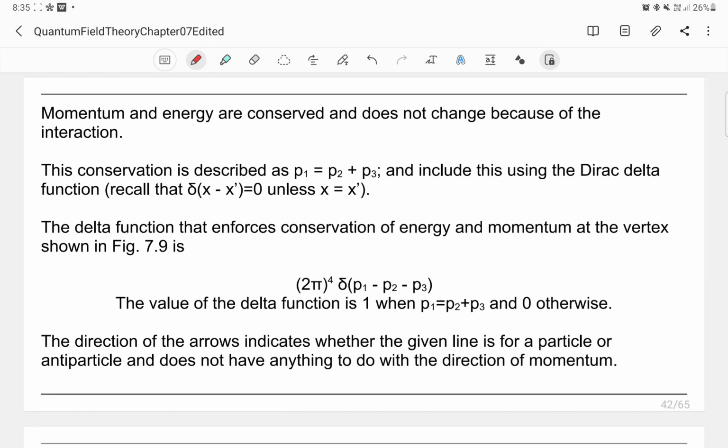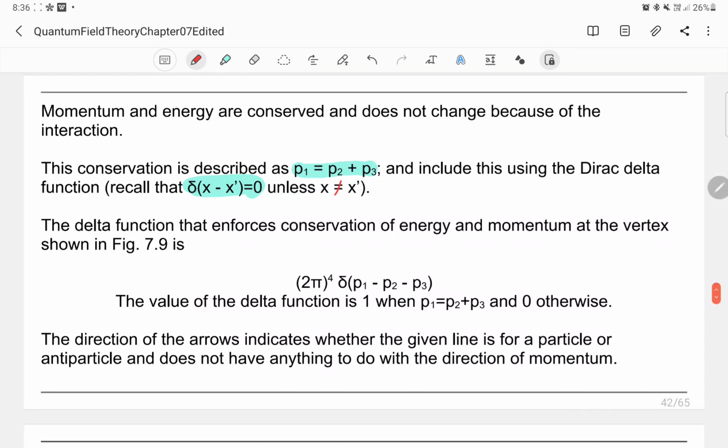This conservation is described by, as we have shown earlier, P1 must be equal to P2 plus P3, and this must be included using the Dirac delta function here, which is nonzero only when x is equal to x prime. The delta function that enforces the conservation of energy and momentum at the vertex is shown in figure 7.9.